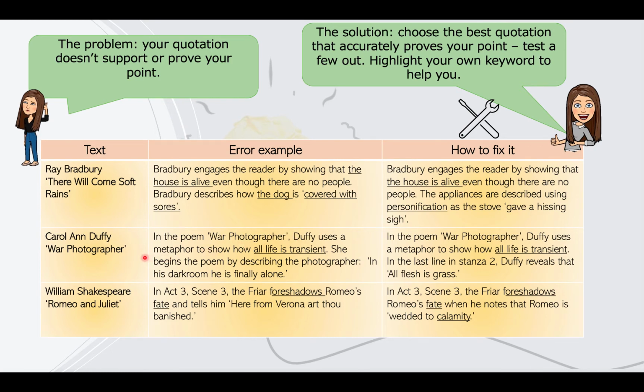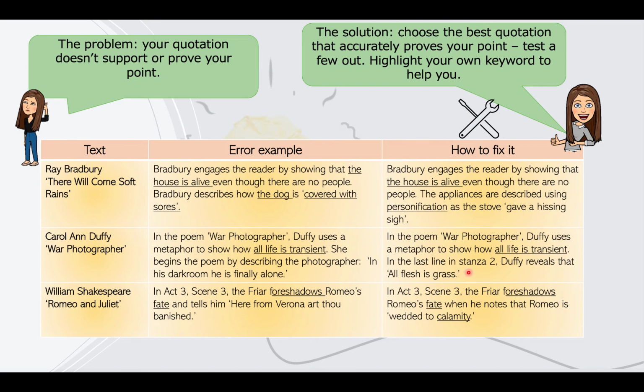Let's have a look at a poetry example. In the poem War Photographer, Duffy uses a metaphor to show how all life is transient. She begins the poem by describing the photographer in his darkroom who is finally alone. Now, whilst the quotation is nicely introduced and embedded, it doesn't really support the point. The quotation is just about the photographer, it doesn't really show anything about all life being transient. So let's have a look what the correct quotation would be.